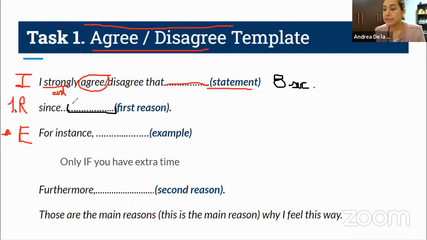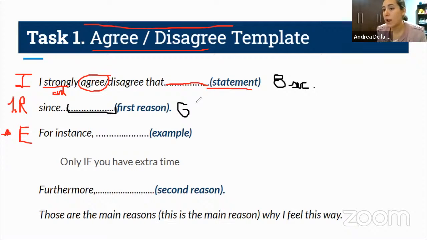Keep it short. Second tip will be keep it general. Your first reason has to be general. That means don't talk about yourself. Don't tell me, since I save time. Don't use the first person. You can use the second person if you want, since you save time. Or if you're talking about students, you can say, since students save time.